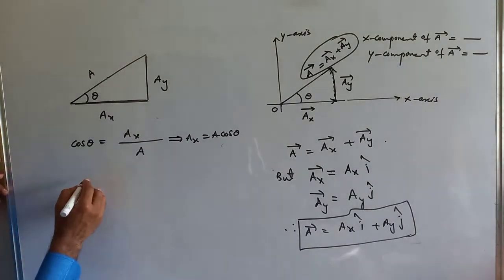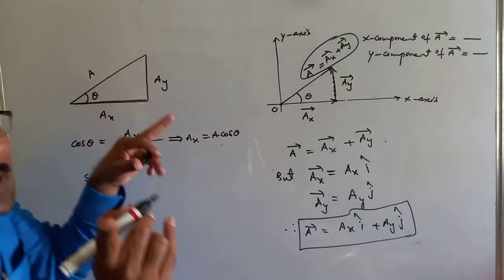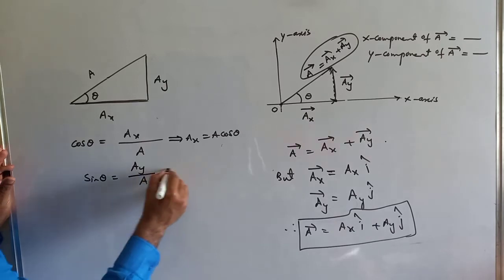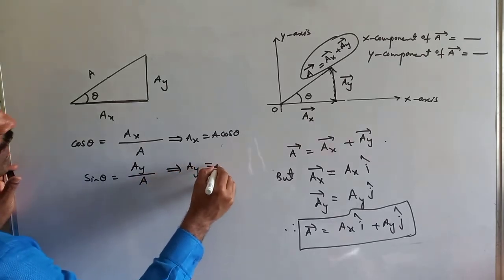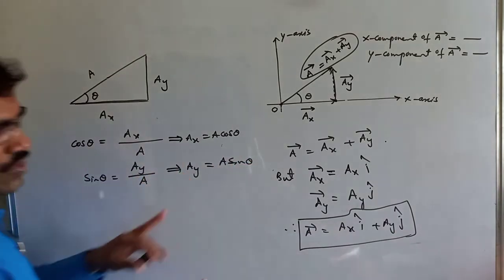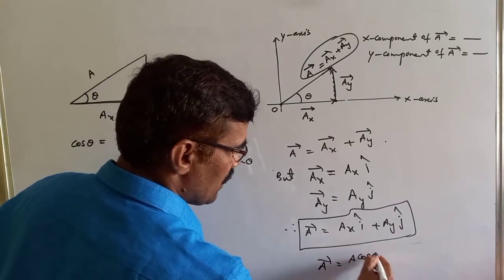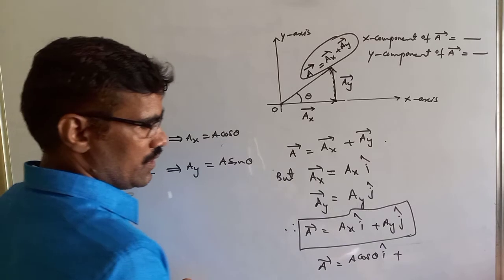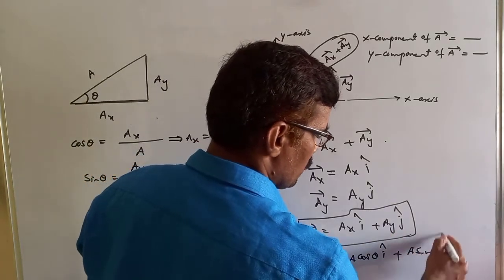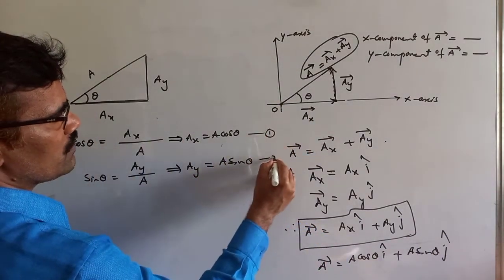Ax is equal to A cos theta. Similarly, sin theta is opposite side by hypotenuse, Ay by A, so Ay is equal to A sin theta. That's why here Ax, Ay. So we get A bar is equal to A cos theta i cap plus A sin theta j cap. Suppose we take this as equation 1, this as equation 2.